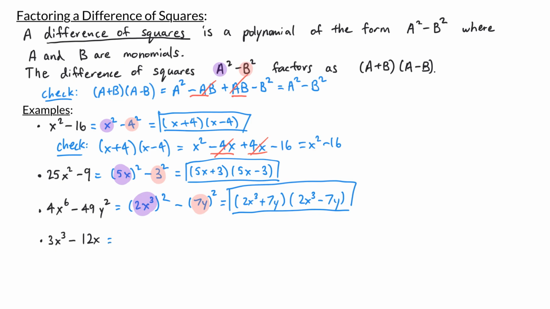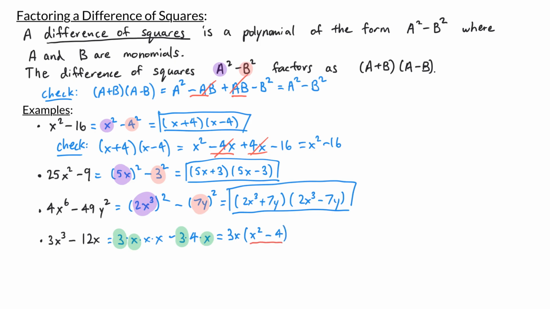Well, if we look at the first term, 3x cubed, I have a 3 and then 3 factors of x. In 12x, I can rewrite that as 3 times 4 times x. We see here that we have some factors in common. We have a 3 and an x in both of our terms. So our first step will be to factor out that 3x. Using the distributive property, we'll pull out the 3x. So I'm going to have 3x times whatever's left. In our first term, we have x squared left, and in our second term, we have minus 4 left.